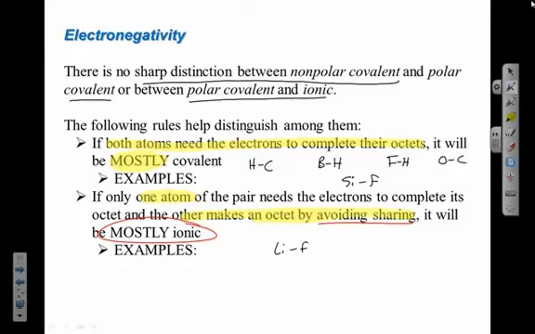The examples that are mostly ionic: lithium-fluorine, or you could have something like sodium-carbon. The electronegativity difference between sodium and carbon is only about 1.5. That doesn't mean it's mostly covalent, because the sodium can't share those electrons and still make its noble gas configuration. It has to give the electrons away to the carbon. So that would be mostly ionic, where the carbon holds the electron density almost exclusively to itself.